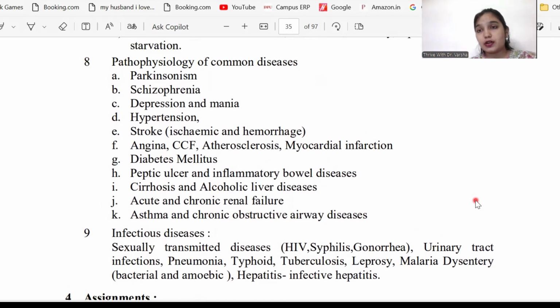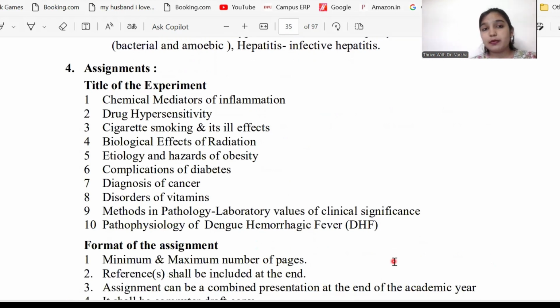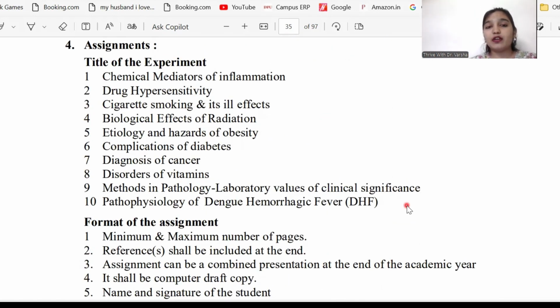First is definition, then causes, which is called etiology, so you will mention it as etiology. Then risk factors, signs and symptoms, then pathophysiology, mechanism of action, prevention, then complication, then some sort of treatment. You have to mention all this whenever you get a question: explain the pathophysiology of any disease. I hope that's clear.